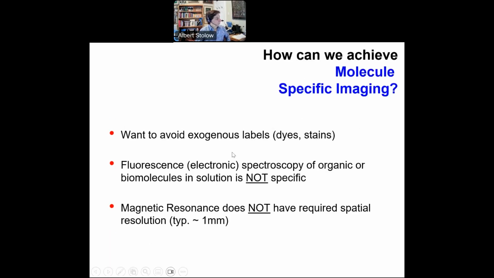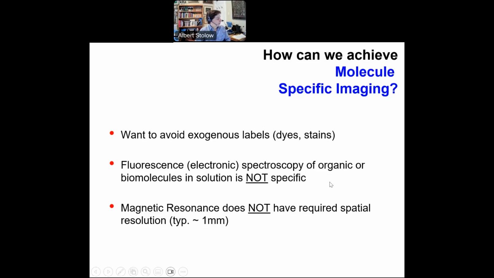So we know cells are made of molecules, and we'd like to see where these molecules are inside of cells and what they're doing. Can we achieve molecule-specific imaging? Well, I'm going to say let's try to avoid these external dyes and stains.